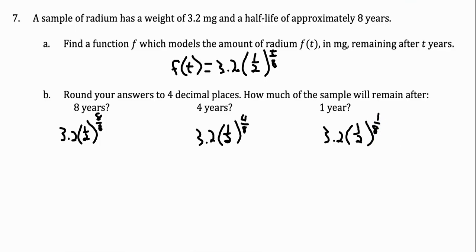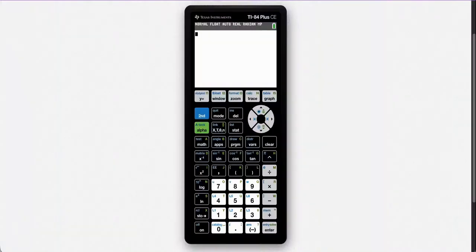And I can just plug each of those into my calculator, right? So 3.2 times 1/2 to the 8 over 8 power. And then just do that again to the 4 over 8 power, and do that again to the 1 over 8 power. So these would be my 3 values.